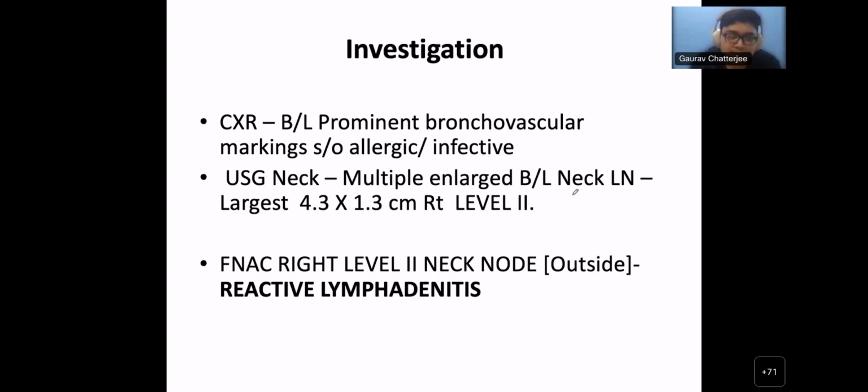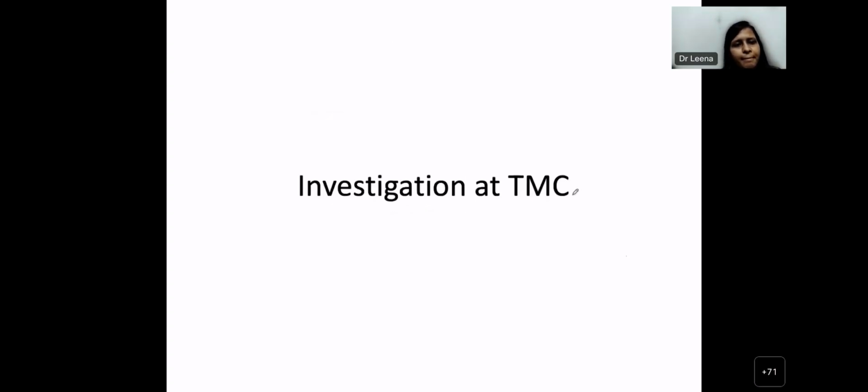Yeah, you can describe this slide as well. Sir, on chest X-ray, bilateral prominent bronchovascular markings suggestive of allergic or infective etiology. On USG neck, there were multiple enlarged bilateral lymph nodes, largest measuring 4.3 into 1.3 centimeter at right level 2. On FNAC, right side level 2 neck nodes were reported as reactive lymphadenitis. Okay. So now, what investigation will you first do in this case, Lina?